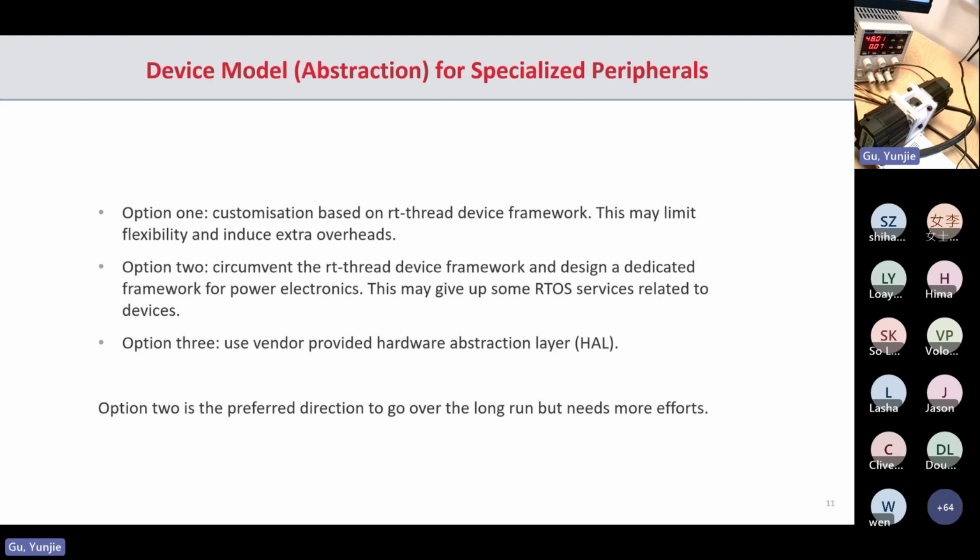So we think that option 2 is the preferred direction to go, and it takes some time to realize, because you have to design a new framework, which is not so easy actually. We implemented option 1 and option 3 in our existing code, and we are aiming towards implementing option 2 maybe next year.